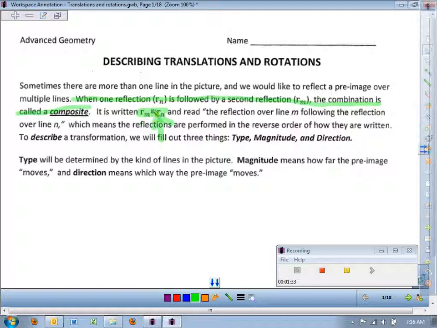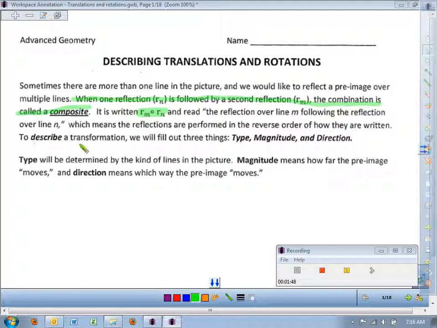So M following N means when they did these two reflections, they first took the picture and reflected it over line N, then took that reflection and reflected over line M. And I'll show you an example of that here shortly. But let's get back to our highlighting. So reflection of M following reflection over N is how it's read, which means the reflections are performed in the reverse order of how they're written.